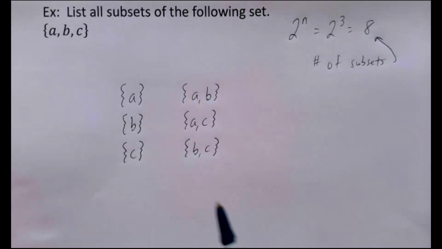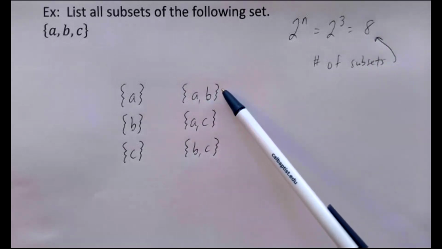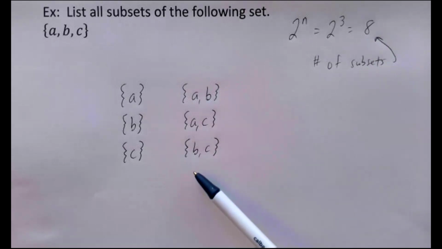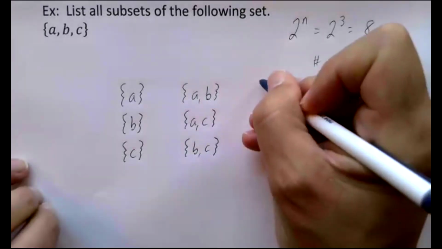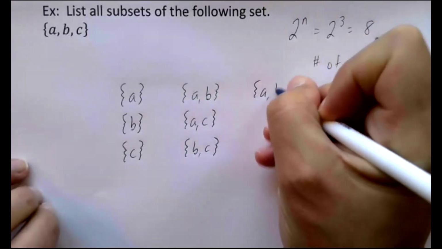Now, sometimes I see people write B comma A. That's not any different than this one up here. Just because you change the order does not make it a different set. So we're not going to talk about B comma A. We're not going to talk about C comma A. No. What we are going to talk about though is this set with 3 elements.